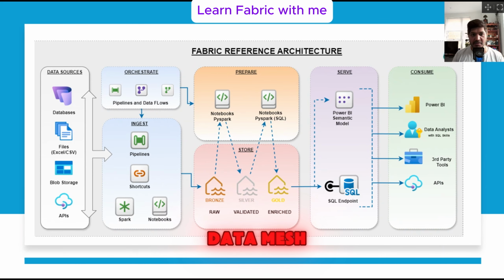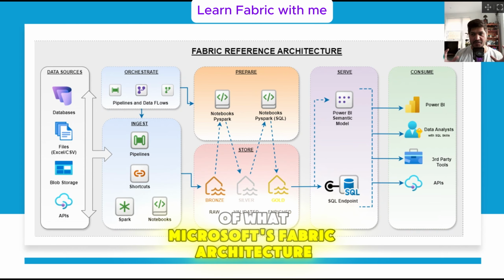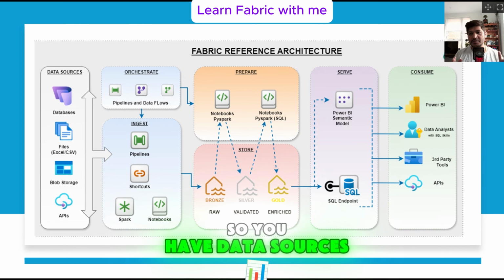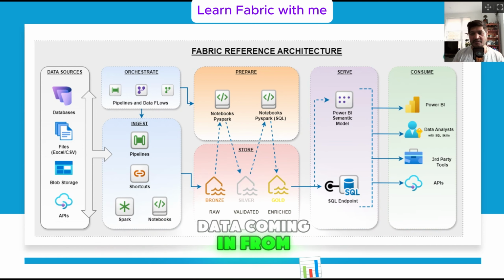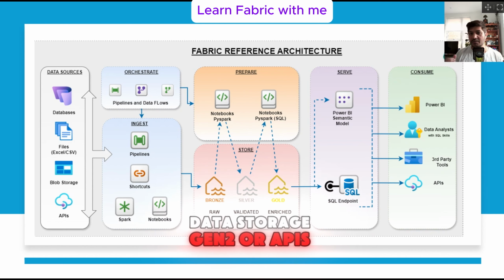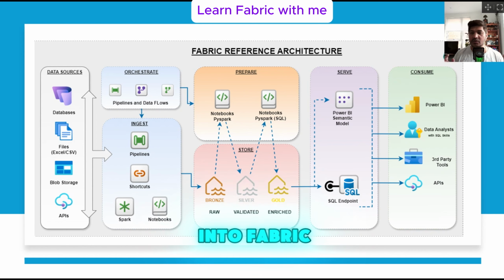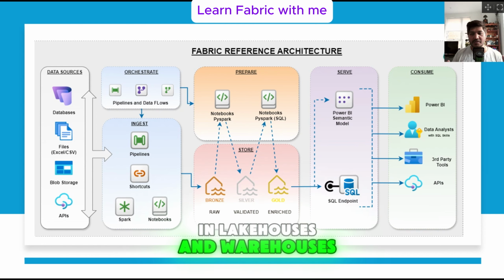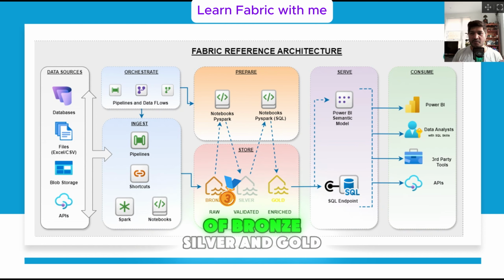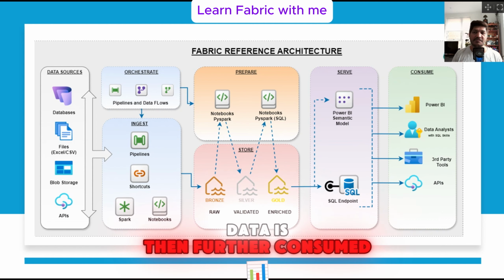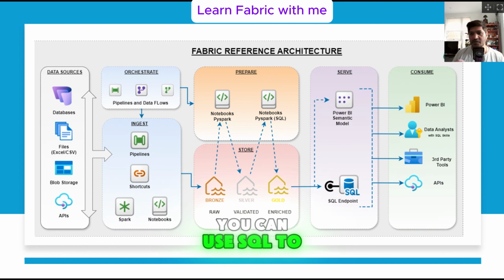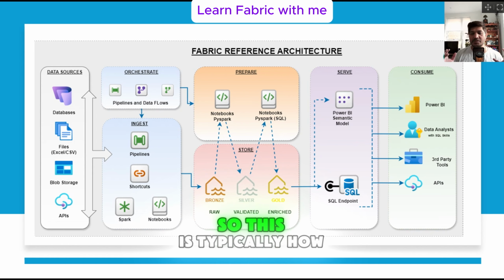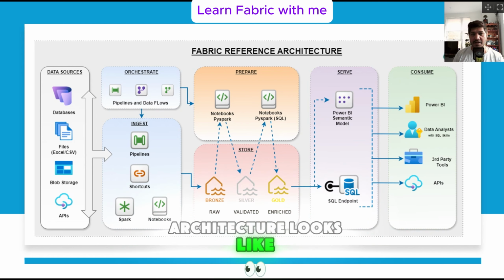Before we dive into data mesh, I would just want to quickly give you a glance of what Microsoft Fabric architecture looks like. You have data sources, where data comes from multiple sources. It could be databases, flat files, data coming in from Data Lake Storage Gen2, or APIs. You will take this data and ingest it into Fabric in lakehouses and warehouses, which follow a typical medallion architecture of bronze, silver, and gold. This data is then further consumed by various solutions via Power BI. You can use SQL to query your data. You can use APIs or third-party tools to consume this data. So this is typically how the Microsoft Fabric architecture looks.